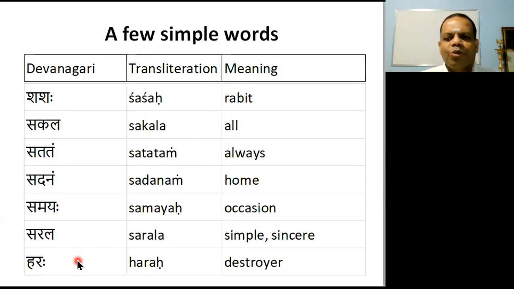The last word which I have chosen is haraha. Ha, ra, ha. Destroyer. Dukkha Hara, we ask God to remove. Vighna Hara, we ask Ganesha. He is the destroyer of all difficulties, obstacles. Dukkha Hara means one who will remove our sorrows.